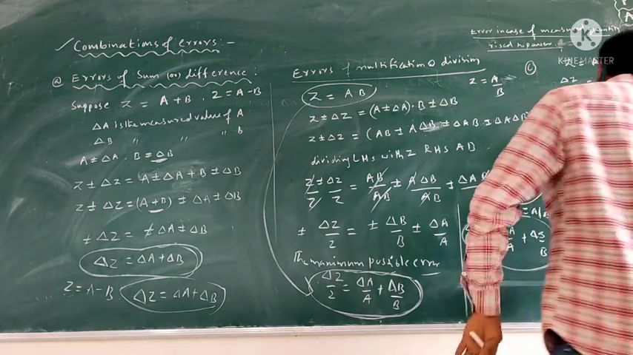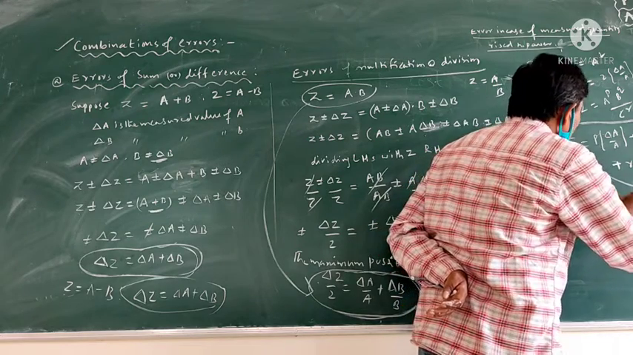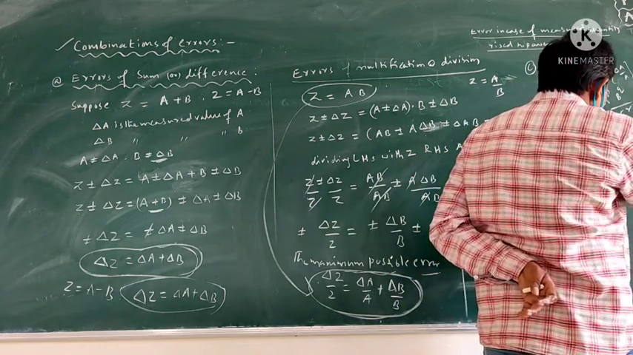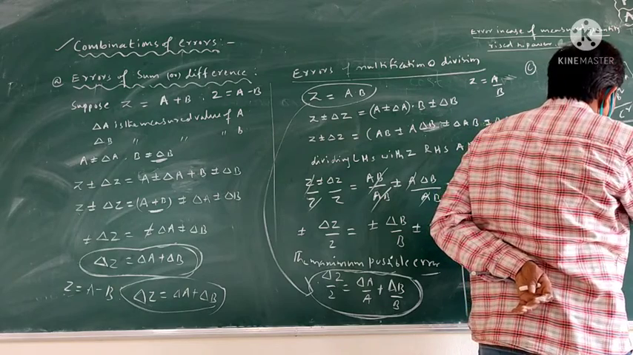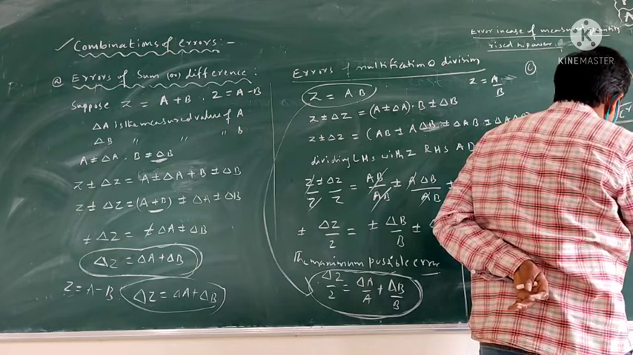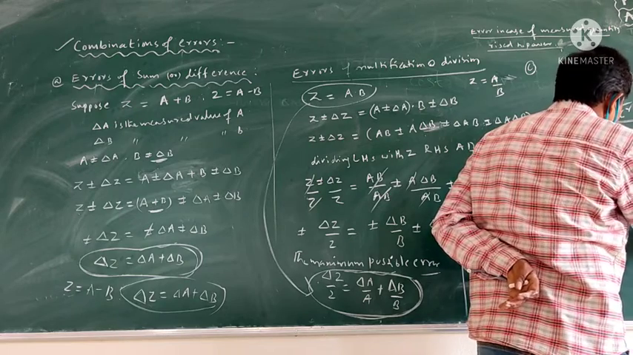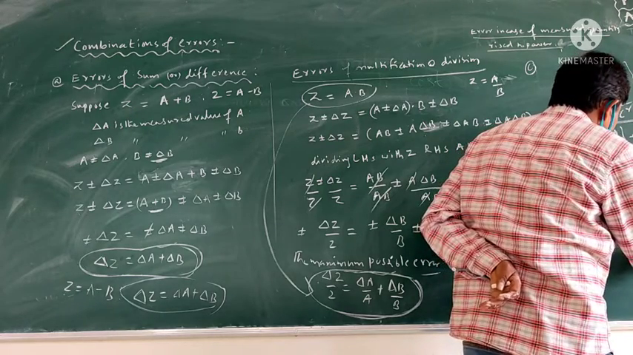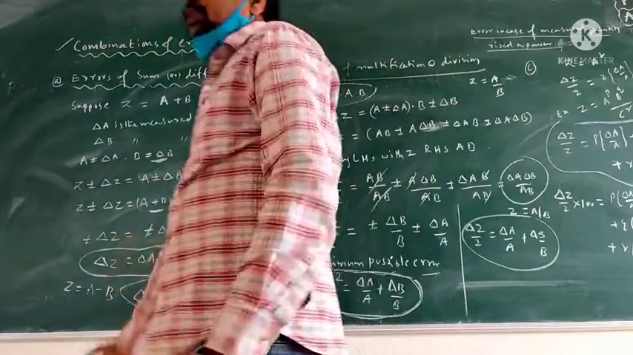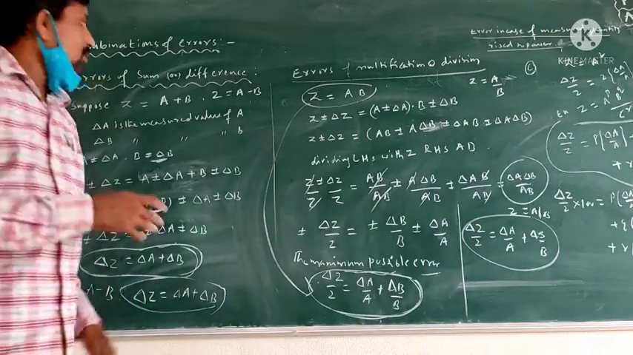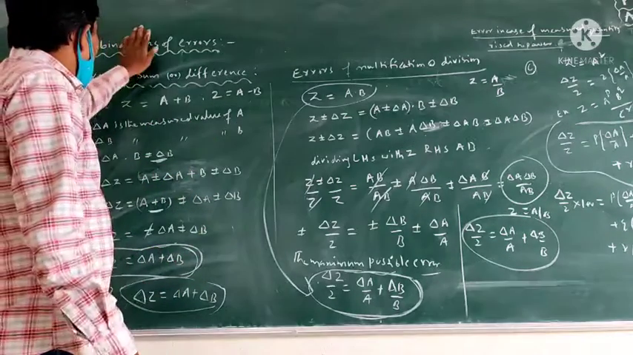The percentage of error, delta z by z into 100, is equal to the whole term multiplied by 100: p into delta a by a into 100, plus q into delta b by b into 100, and r into delta c by c into 100. Okay. So this is called a combination of errors. Errors are more than one error, we are using the combination of errors.